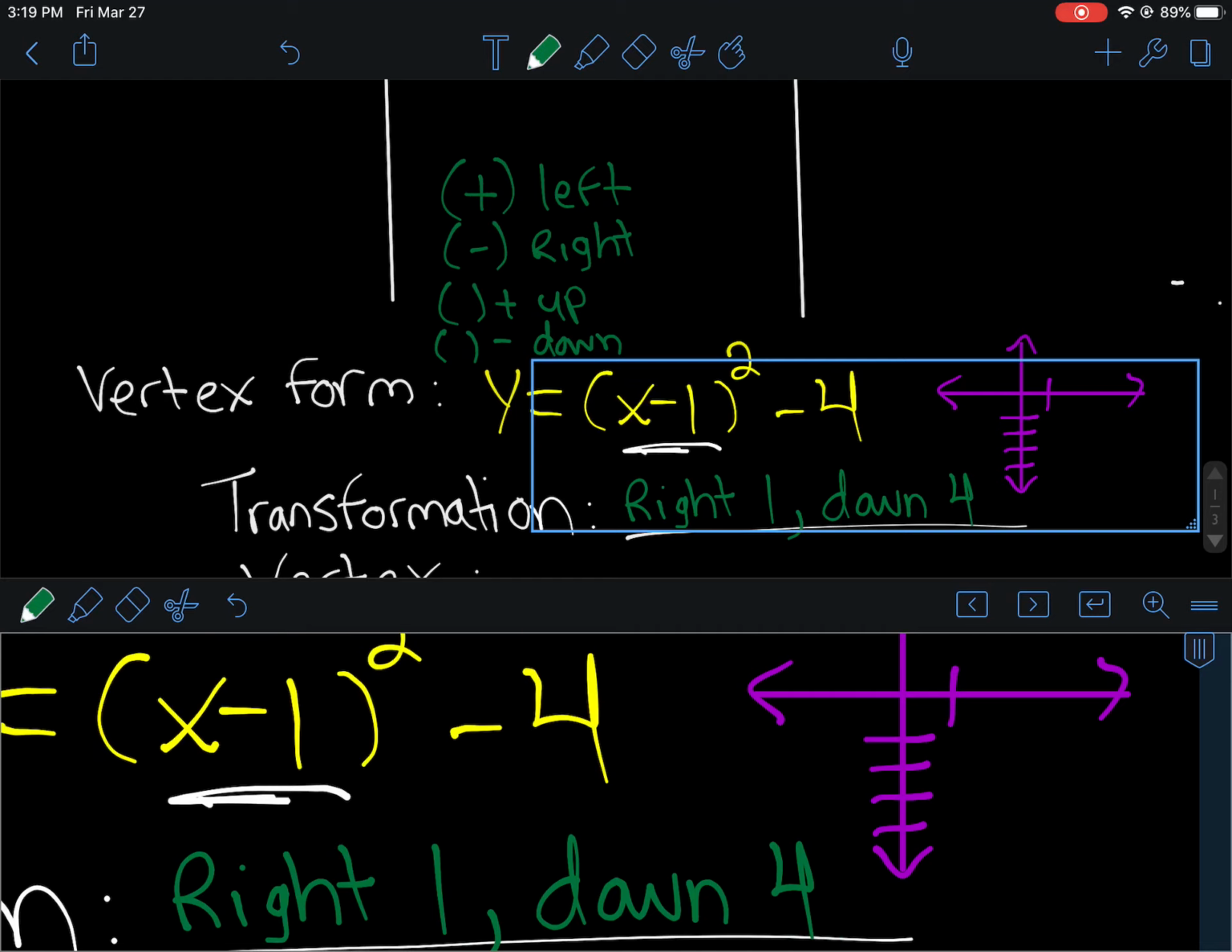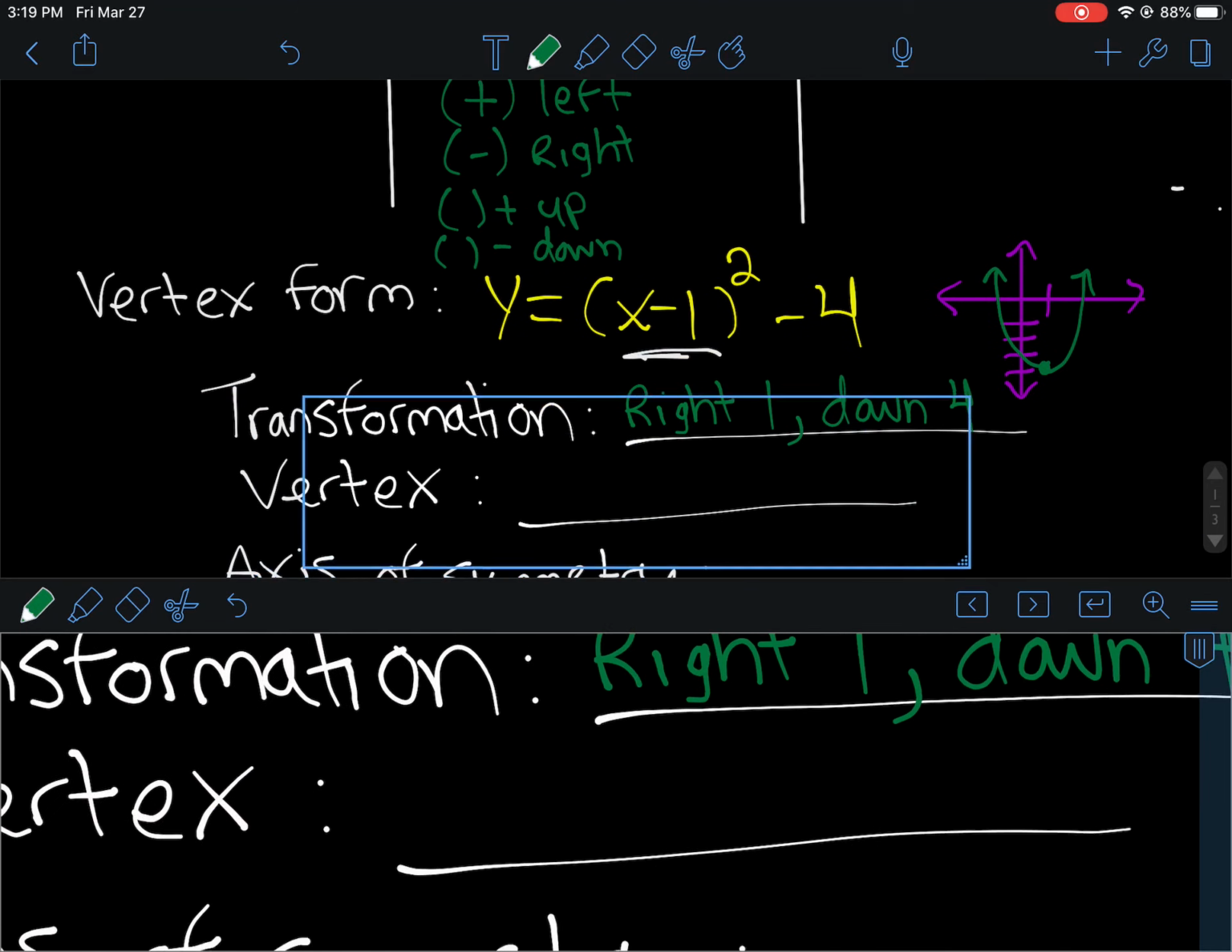So if you look here, the bottom of my hill is going to go to right 1, down 4. And then we know a rough sketch, an eyeball sketch, of what the quadratic will look like. If we had to graph it, that's basically what it will look like.